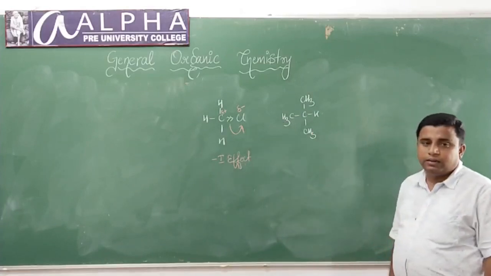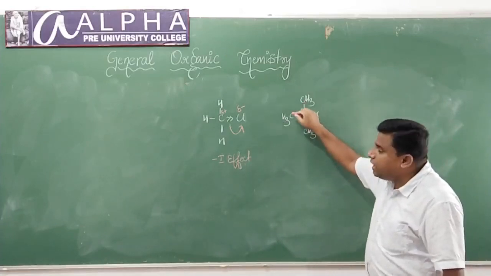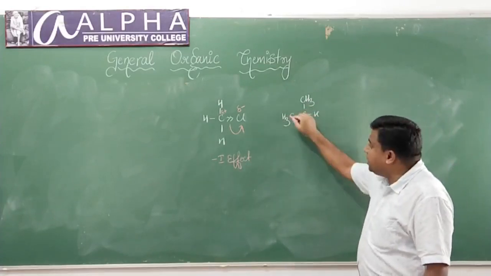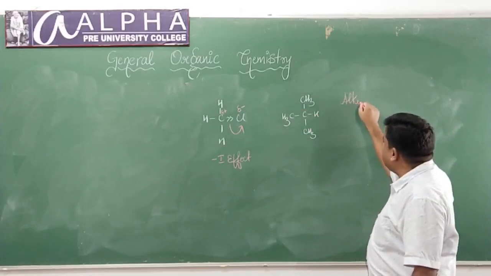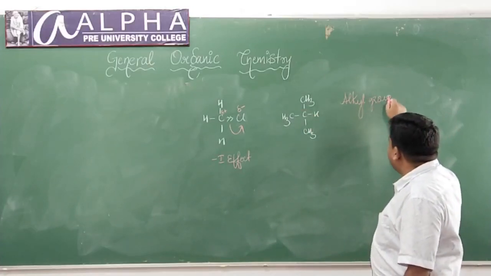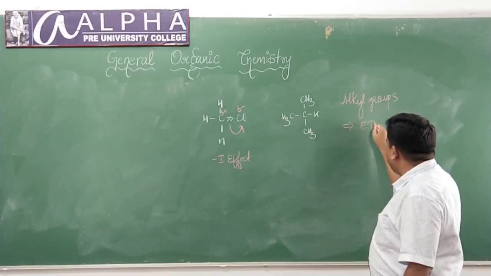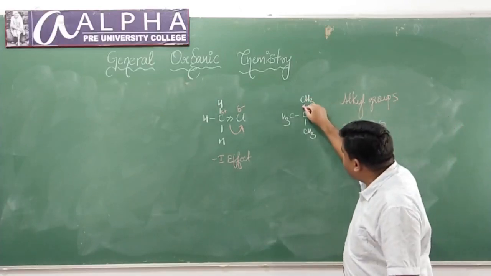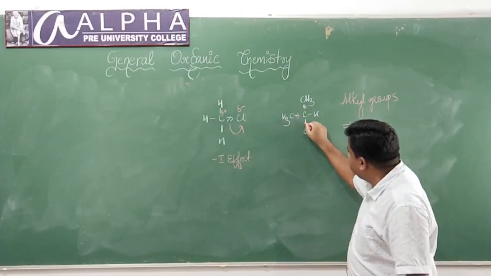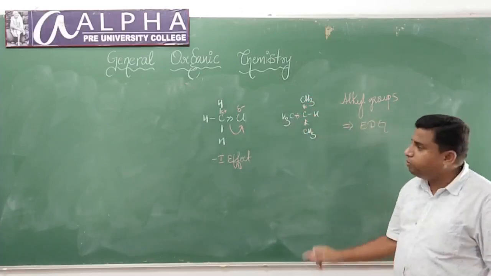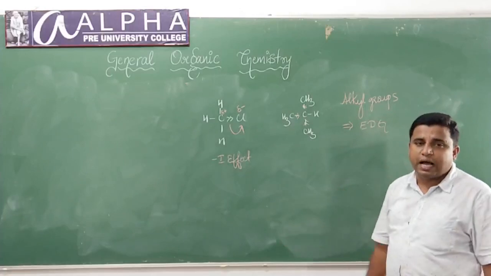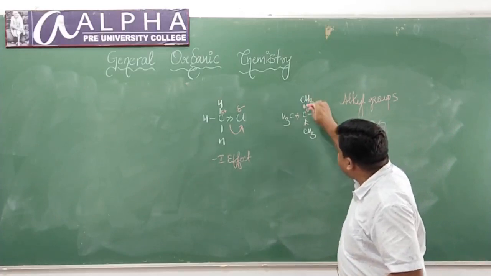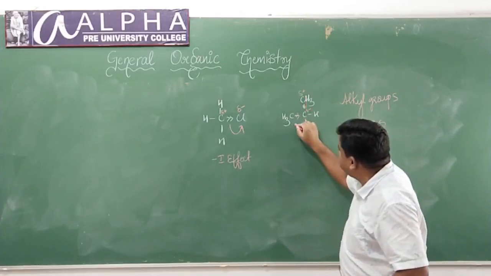But look here, carbon is attached to 3 methyl groups. We know these are alkyl groups, and alkyl groups are electron donating groups. That means these alkyl groups will pump the electrons towards carbon. Therefore, carbon is going to develop a partial negative charge and these alkyl groups will develop a partial positive charge.